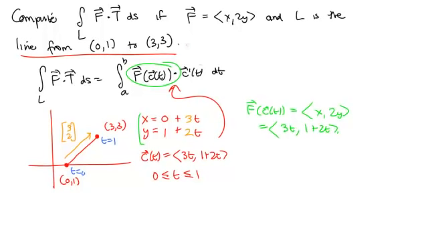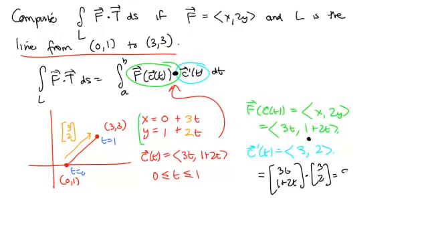On the other hand, c prime of t is just the derivative of our parametric equation, which is 3 comma 2. And then last but not least, we need to work out the dot product of these. If we take 3t, 1 plus 2t, and dot it with the vector 3, 2, we end up with 9t plus 2 times 1 plus 2t. That would be 9t plus 2 plus 4t, or 13t plus 2.